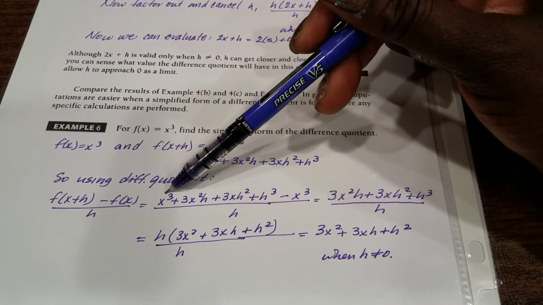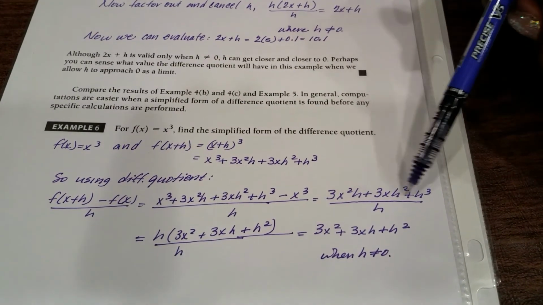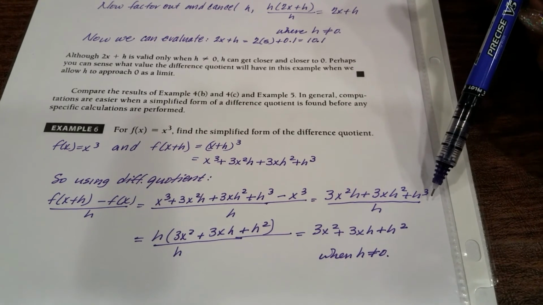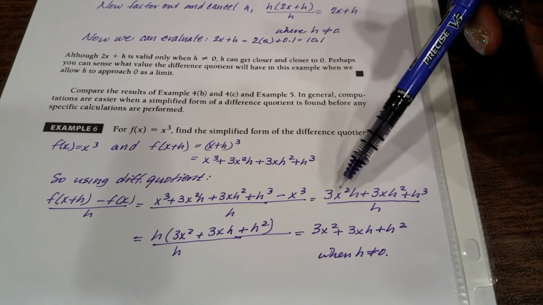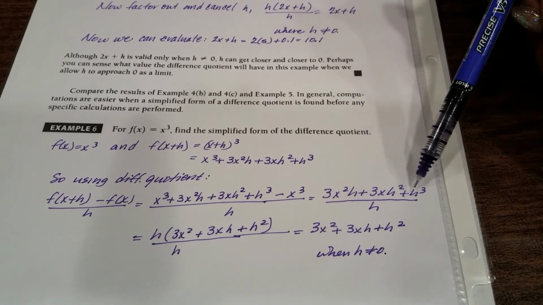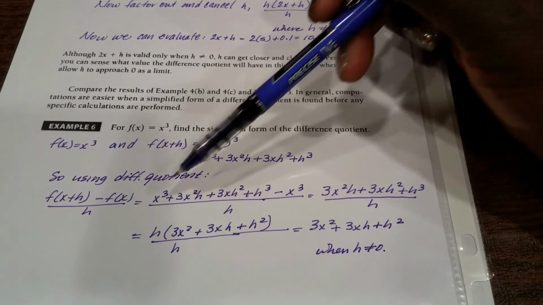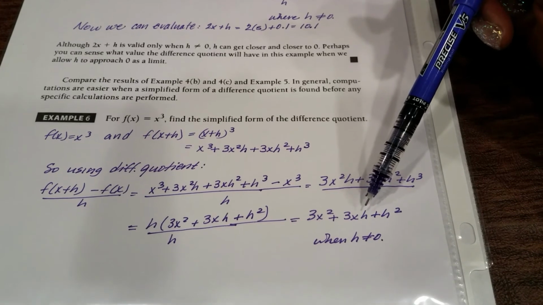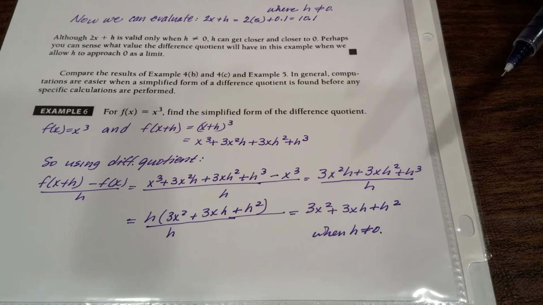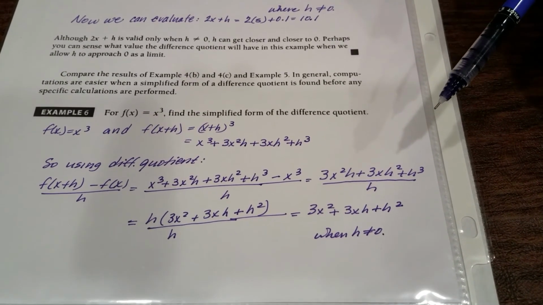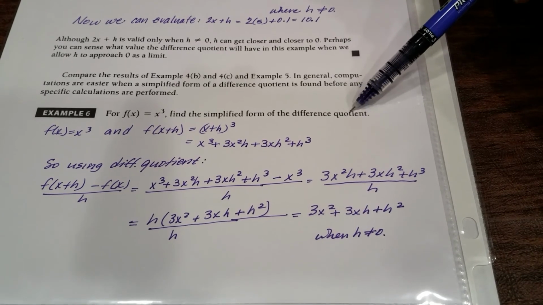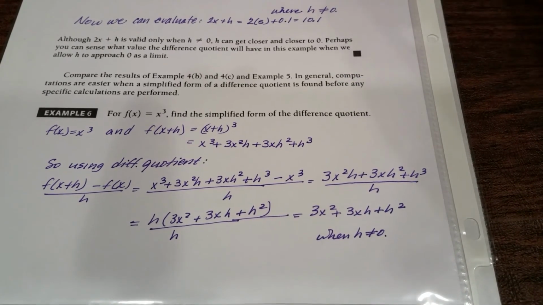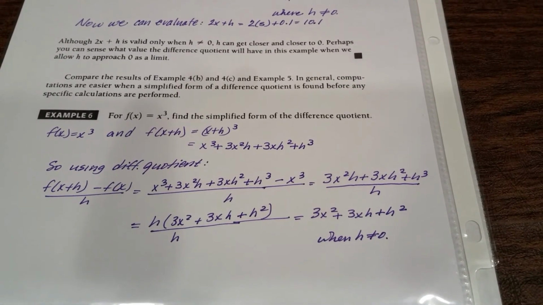Our cube functions will cancel. We'll end up with this particular function. Of course, we can factor out an h because look, there's an h in every term. Factoring it out, they cancel, and we're left with this function, and now we figured it out. All we did was find the simplified form of the difference quotient formula, okay?